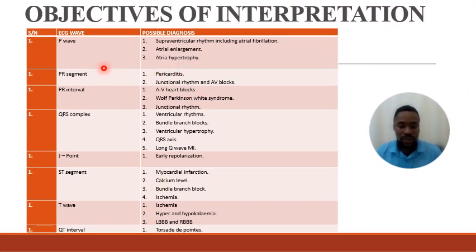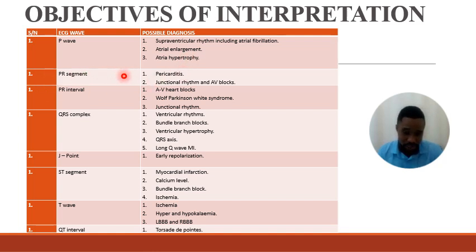So we have some objectives of this interpretation. This is just me trying to summarize what you might need. When you assess the P wave, if it's a sinus reading, you want to know if it's actually a supraventricular reading, which is a rhythm paced above the ventricle. Most times with supraventricular tachycardia, for example, it's a very fast rhythm and you're not seeing the P wave. You don't know if it's the SA node, but you suspect that it's not the SA node most times. So you want to check for atrial fibrillation, you check the atrial size as well, also for atrial hypertrophy.